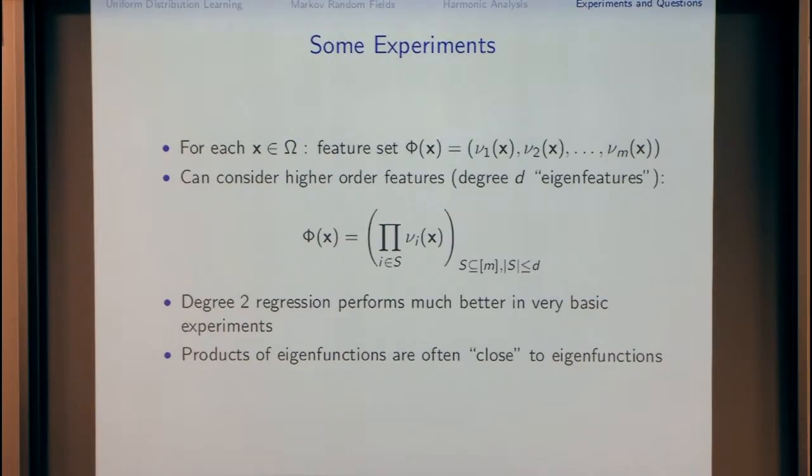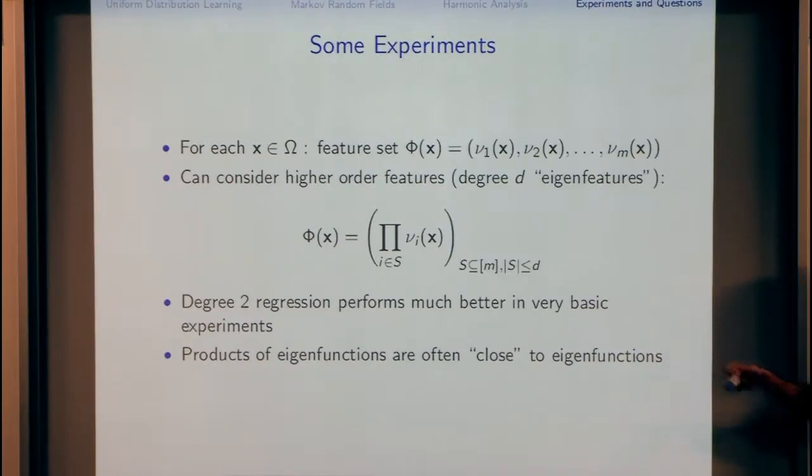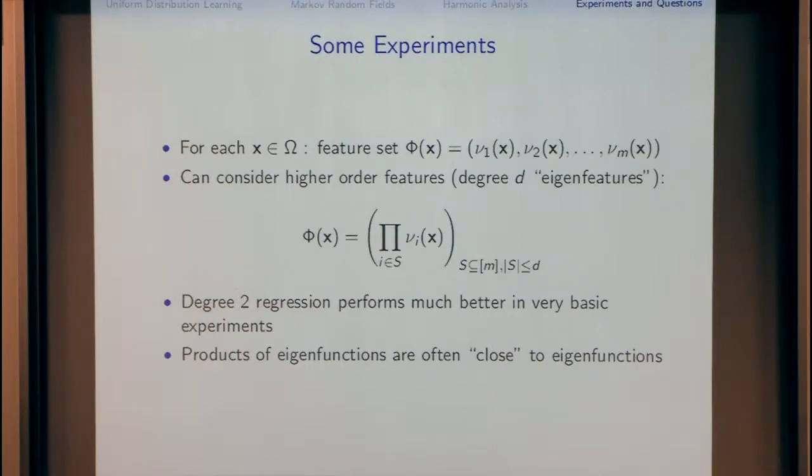We could also consider what happens if we just construct higher degree versions of these eigenfeatures. It turns out that in our experiments we observed that degree 2 regression using these features actually does much better than degree 1 regression, and also just better than polynomial regression with the original variables of degree 2.